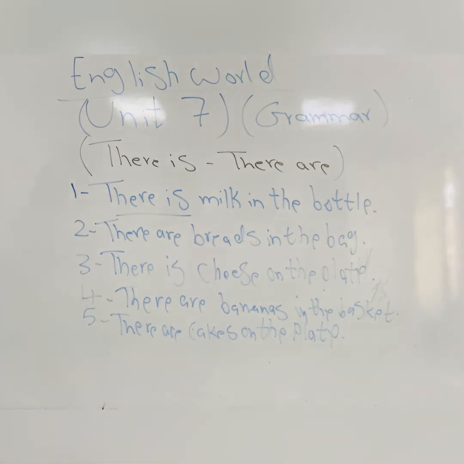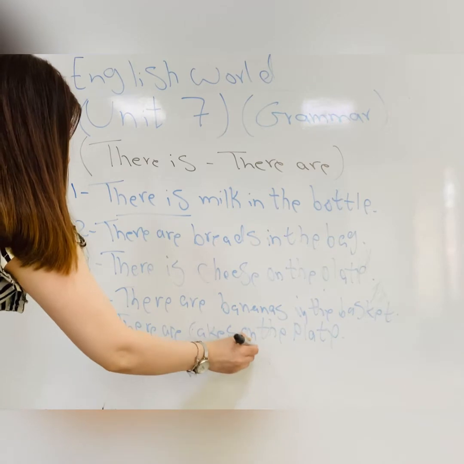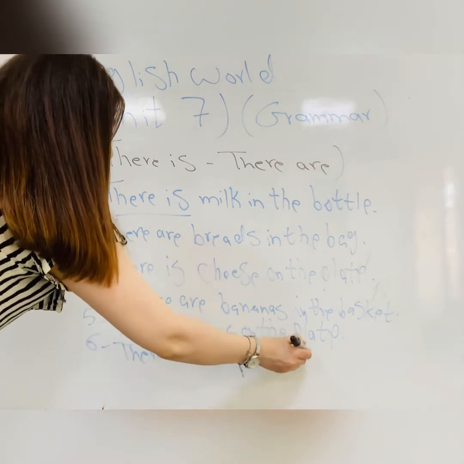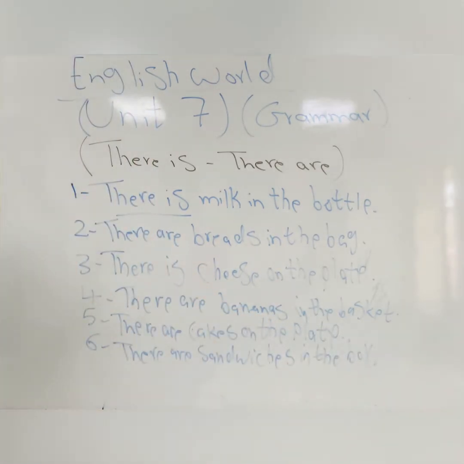Okay, the last example, we have a box. Inside the box, we can see 2 sandwiches. So it's more than one sandwich, so we have to say there are. We say there are sandwiches. There are sandwiches in the box. Okay? So until now, we learned how we use there is and there are. If we want to talk about one thing, we use there is. And if you want to talk about more than one thing, you use there are.